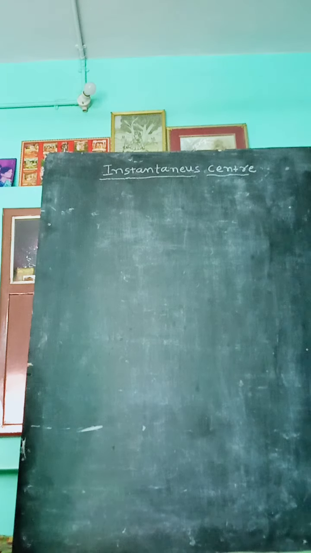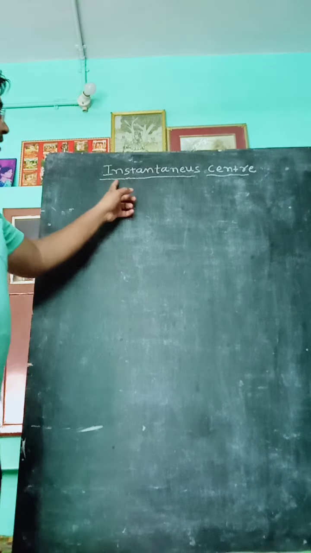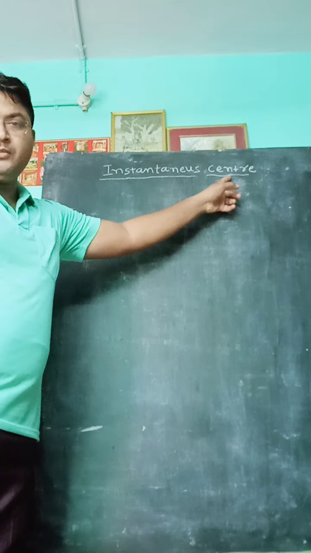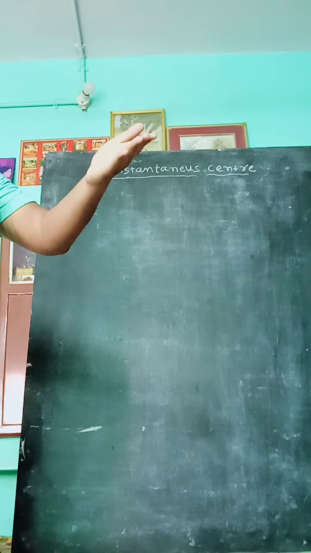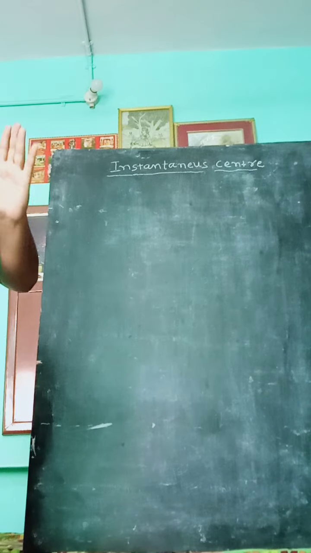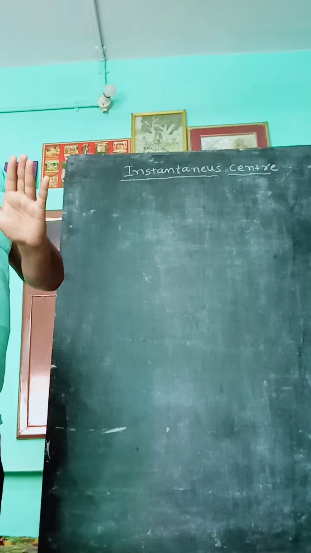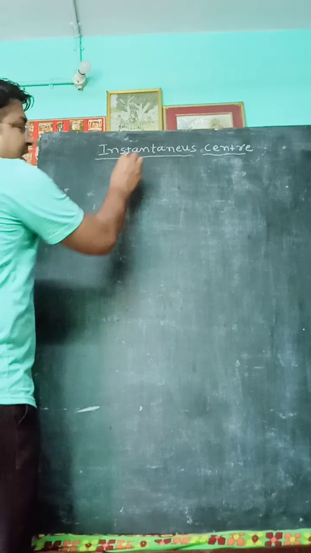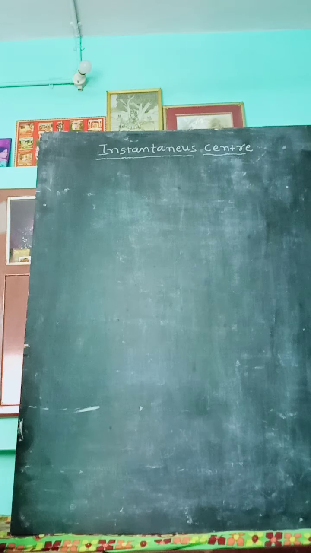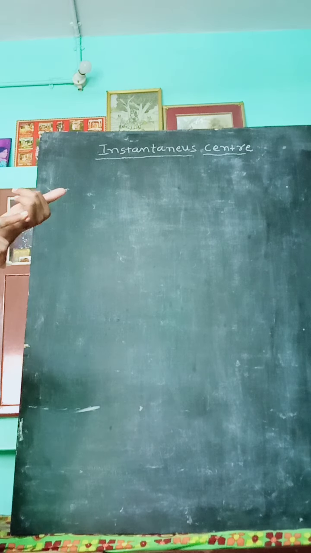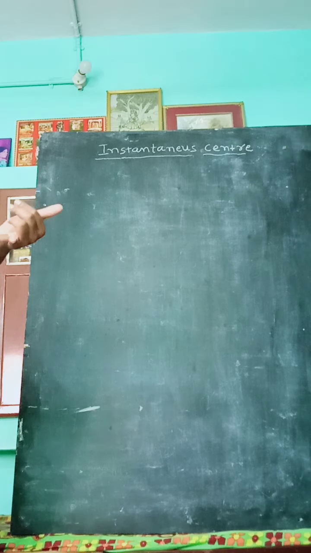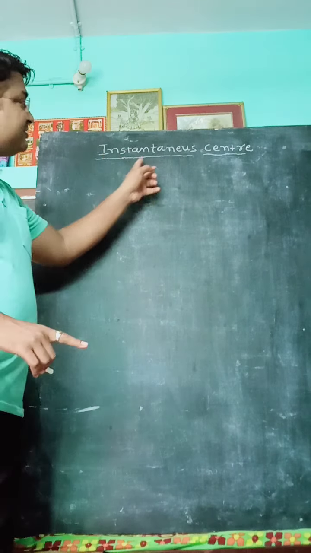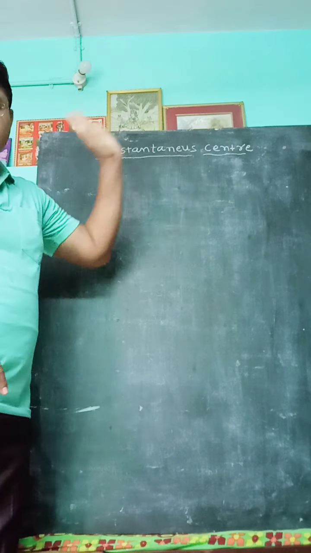Now dear students, today we are going to understand the concept of instantaneous center. In the previous class, we understood the relative velocity and acceleration diagram. But today we are going to understand how to find out velocity, either absolute or relative velocity, as well as angular velocity with the help of the instantaneous center method.